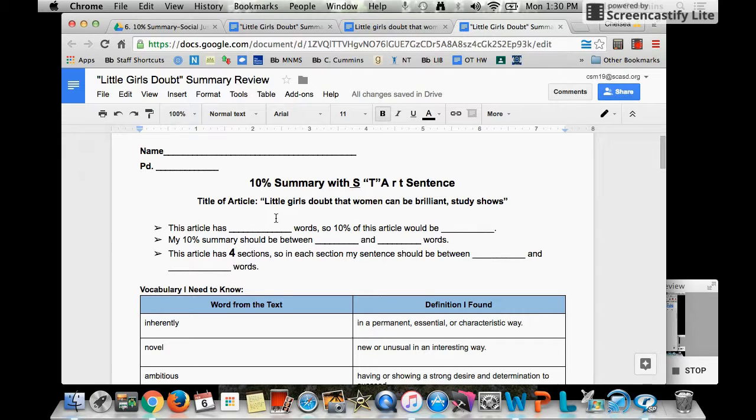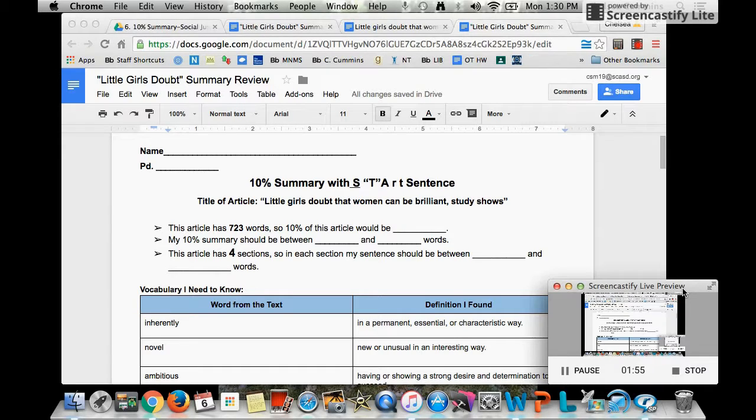And then 10%, so if I go in and plug this in, 723, 10% of this article, all I have to do is move the decimal point over 1 to find that 10% would be 72 words total. Now, I know that it doesn't have to be exactly 72, so I can give or take 4. So I would say that we would be somewhere between 68 and 76 words.